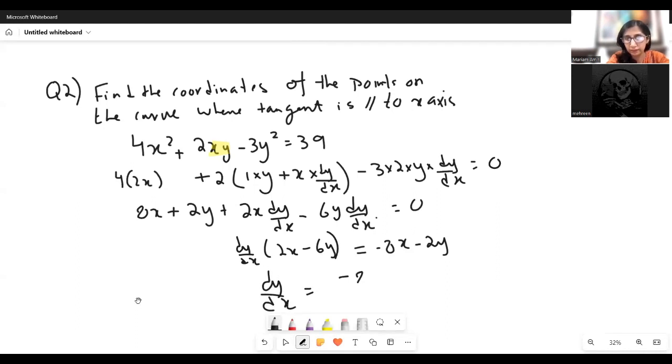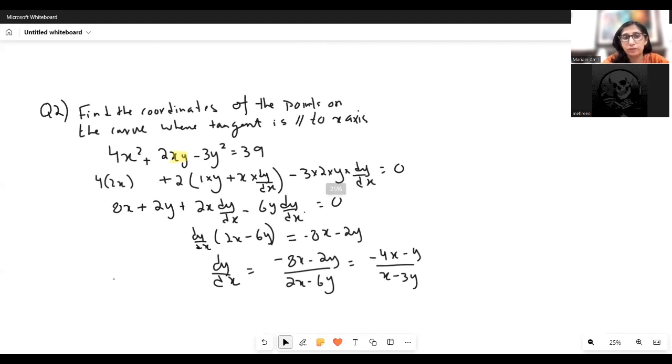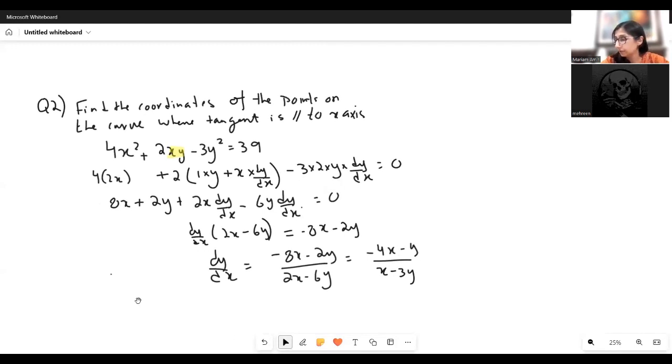equals minus 8x minus 2y upon 2x minus 6y. Okay, take 2 common from the numerator and denominator and simplify this. So that's going to be minus 4x minus y over x minus 3y. Let me check if this is correct. Yes, it is correct. So that's the expression for dy over dx: minus 4x minus y upon x minus 3y.